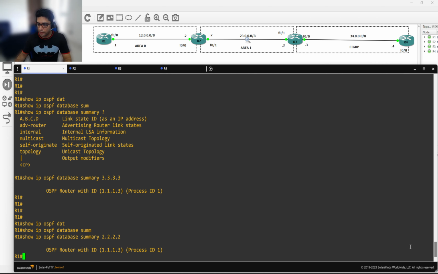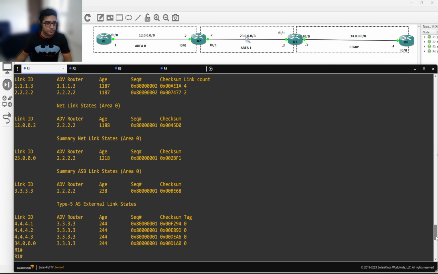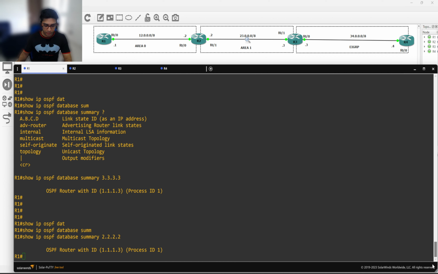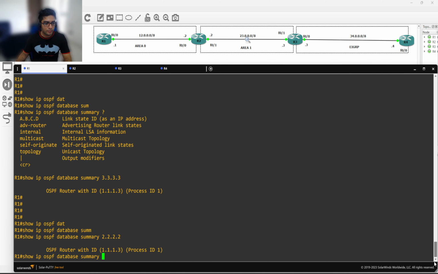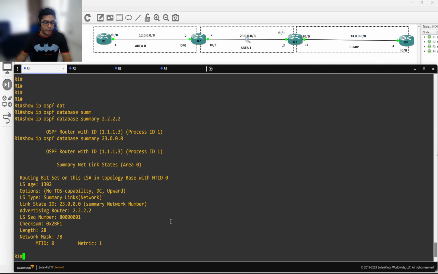Give me a minute. I think I'm making some mistake somewhere here. Okay, instead of that I should have mentioned 23.0.0.0. So 23.0.0.0 is the interface, that is R3's interface, and to reach there, that is 2.